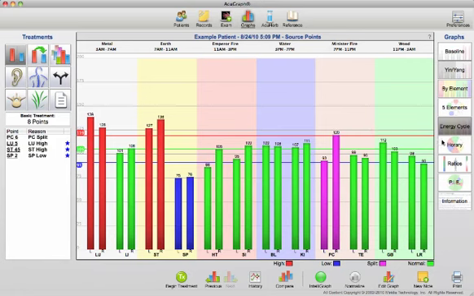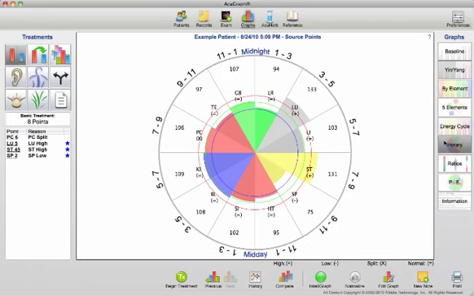Another way to look at that is to go to the horary clock. Here you can see, starting at midnight at the top, each one of the meridians with its 2-hour active time period, and then you can see whether the meridian during its active time is falling within the normal range between the blue line at the bottom and the red line at the top.